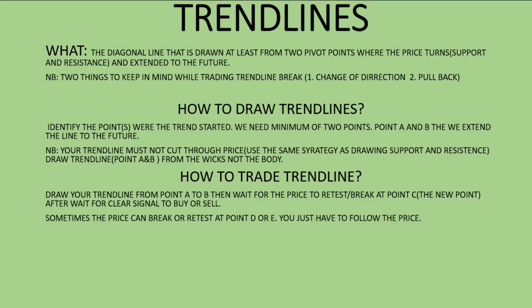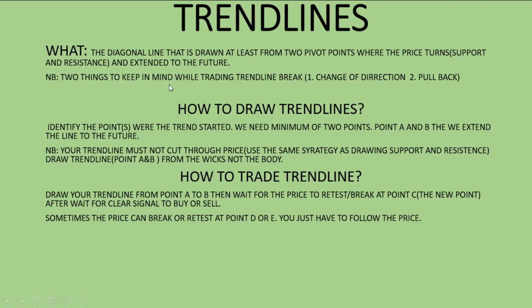Let's go to trend lines. What are trend lines? Trend lines are diagonal lines that are drawn from at least two pivot points where the price turns, support, resistance, and extended to the future. Maybe we find it's an uptrend, you must first find 2 supports and draw your uptrend line. And then if it's a downtrend market, you find your 2 resistance levels, then you draw your trend line.